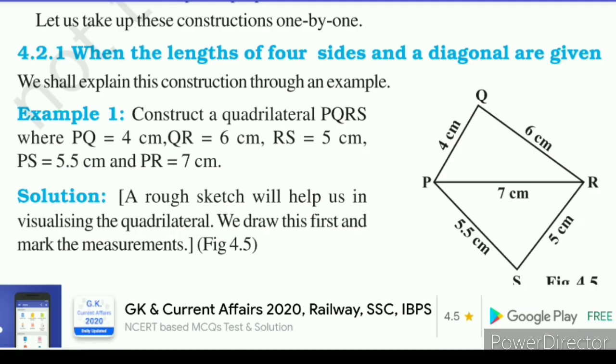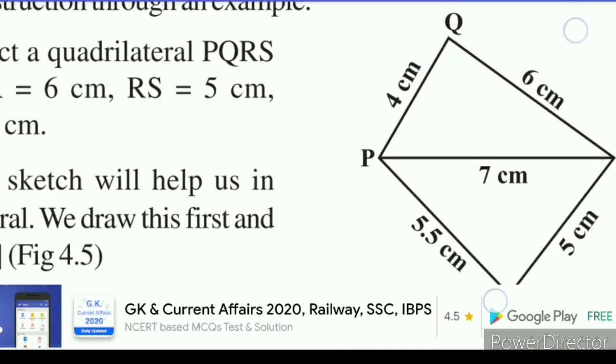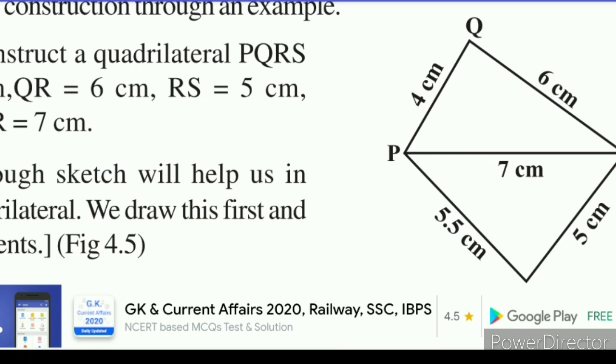Let's start now. First I will show you some examples. Look at this figure, when the lengths of 4 sides and a diagonal are given. Example: construct a quadrilateral PQRS when PQ is 4 cm, QR 6 cm, RS 5 cm, PS 5.5 cm and PR 7 cm. Got it? When you draw a rough sketch and mark the given measurements, then only you come to know which are sides and which is the diagonal. Yes, this is the rough sketch of quadrilateral PQRS.